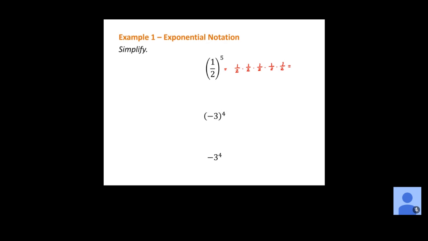Now, when we multiply fractions, remember we can multiply their numerators together and multiply their denominators together. So if I do that here, 1 times 1 times 1 times 1 times 1, 5 of those, is still going to leave us with 1 in the numerator. And then if we do 2 times itself 5 times, that should give us 32. And so 1/2 to the 5th power should be equal to 1/32.